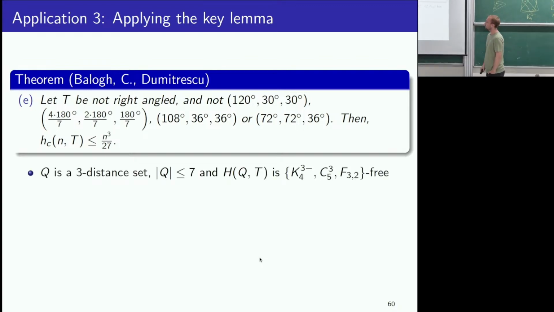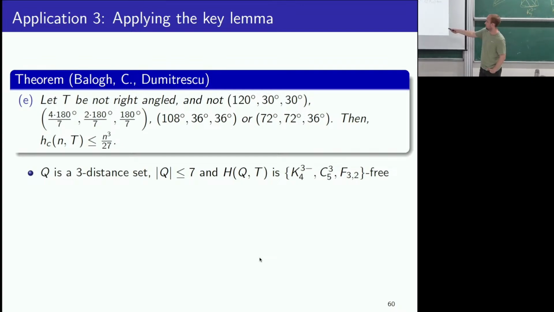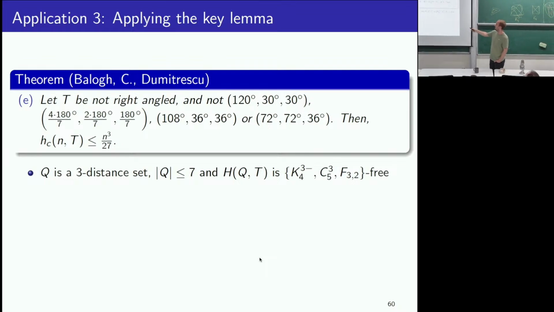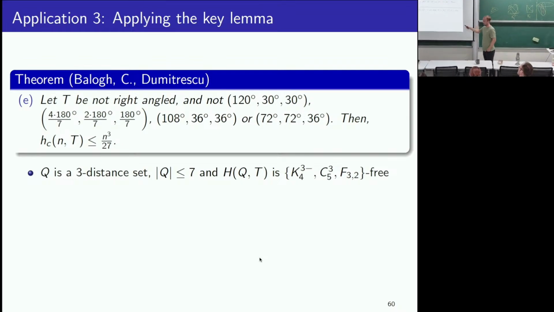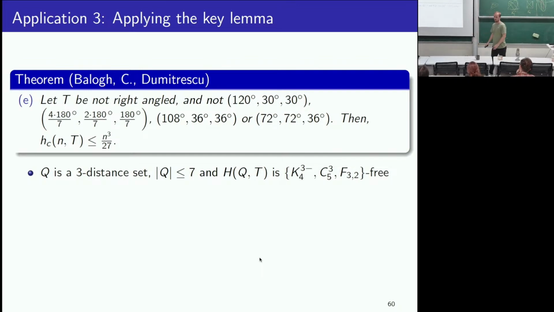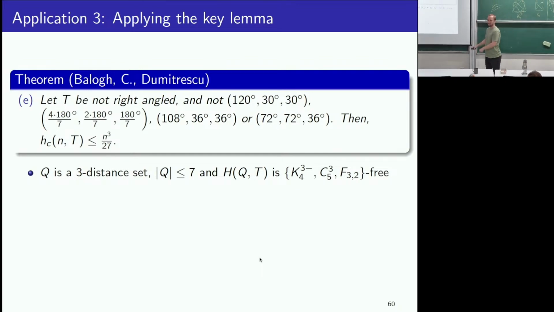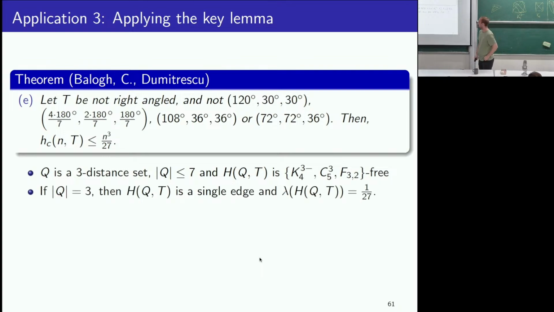Okay, we apply the key lemma, we get our small point set, which is now potentially a 3-distance set on at most 7 vertices. And by small painful case checking, one can find 3 forbidden 3-graphs: K4^3 minus, C5^3, the tight 5-cycle, and a 3-graph called F3,2. Don't focus too much on what they actually are. I know we have an expert, Brianna, who immediately knows all of them.